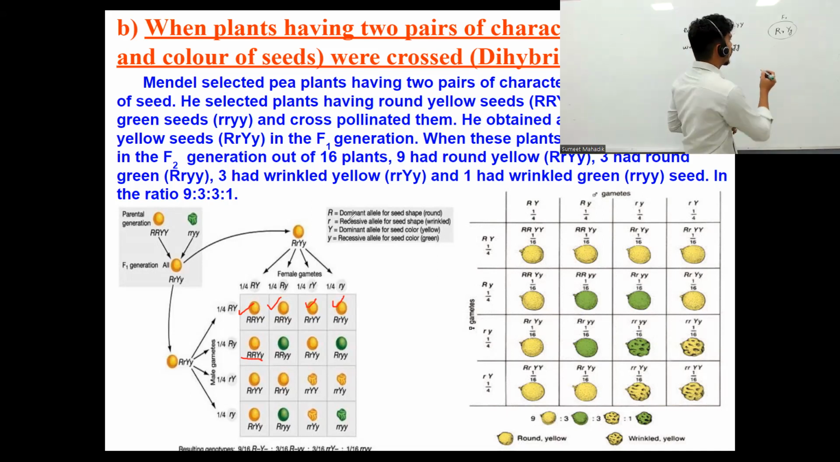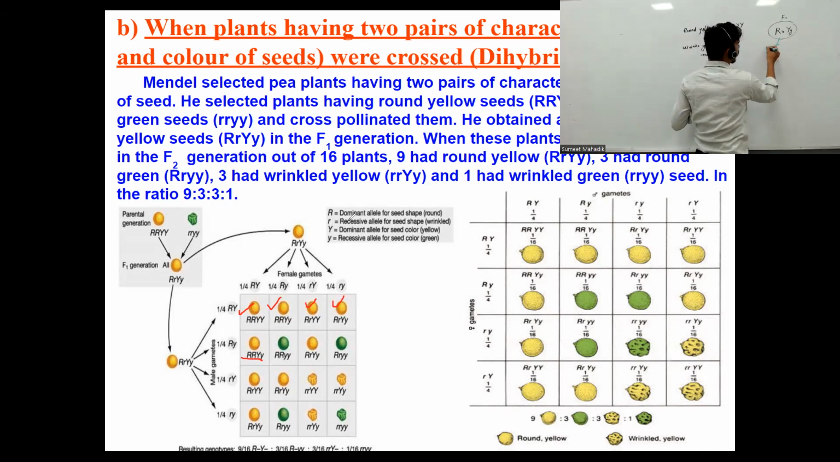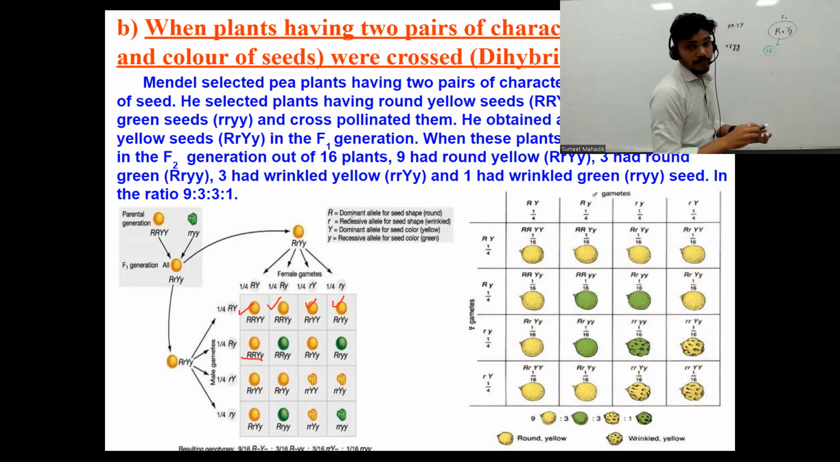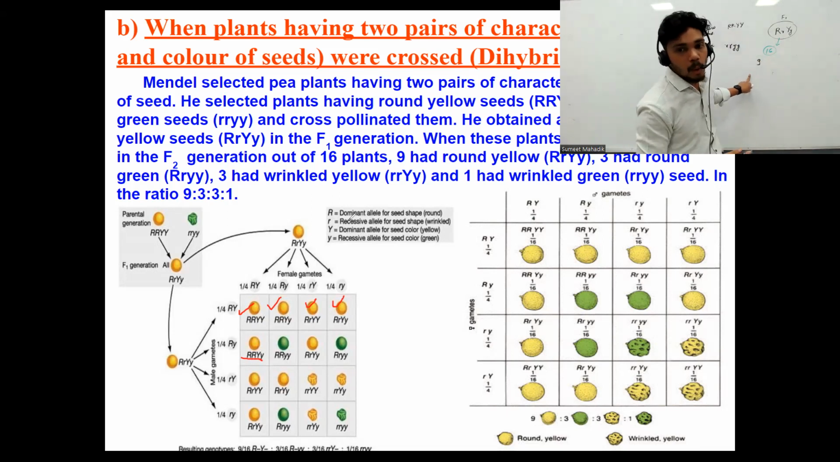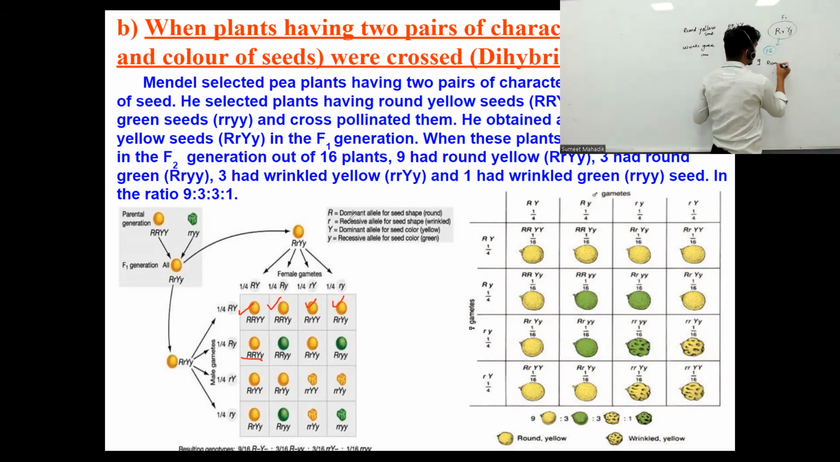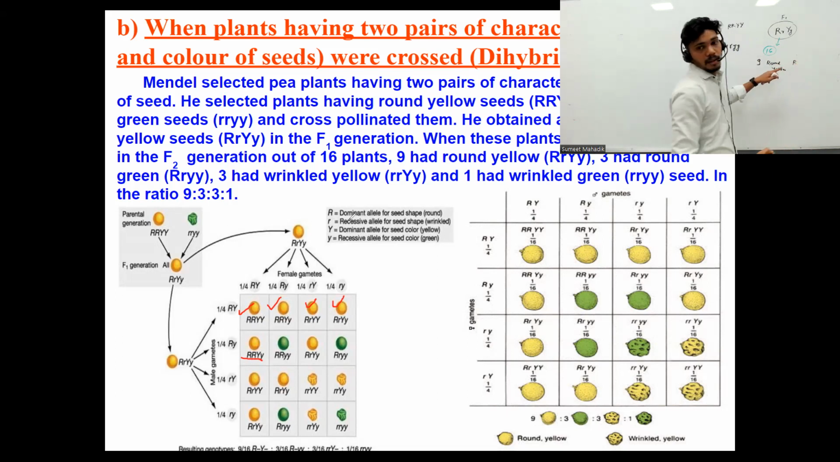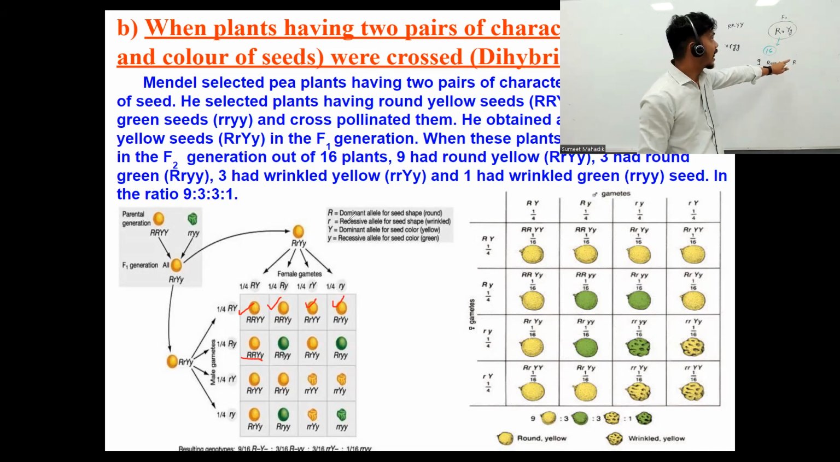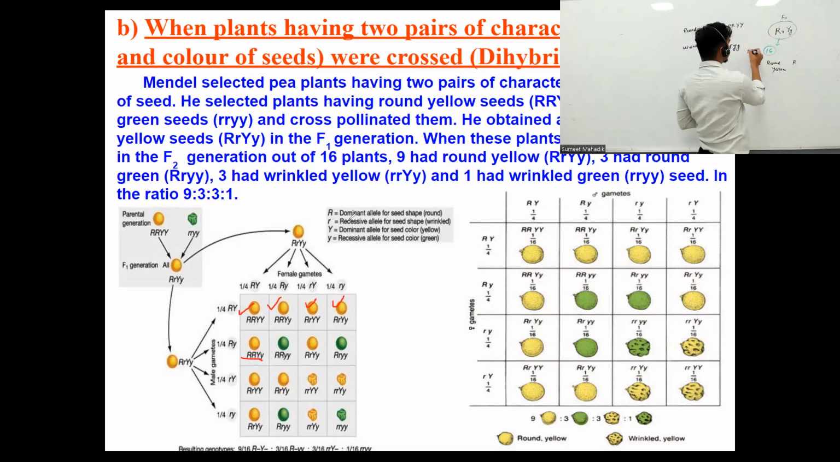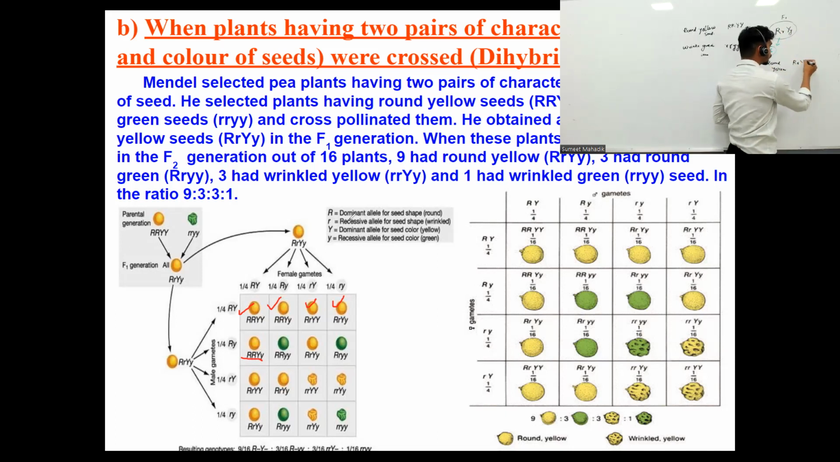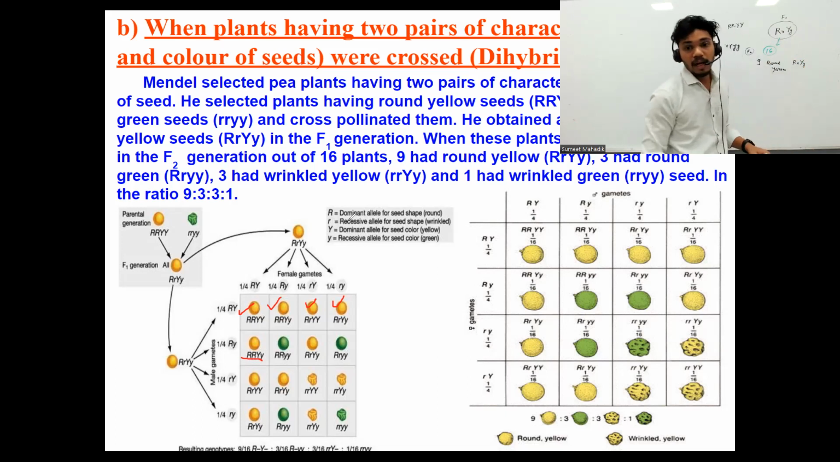So out of 16, what was the ratio? Tell me. 9 had round yellow. Please pay attention. Tell me how can I write round yellow? I'm not going to write RR because purity is mentioned only in the F1 generation. In the F2 generation, no purity is there. So R, and for that, what should I write? Y capital and this Y capital. Very good. I got this.